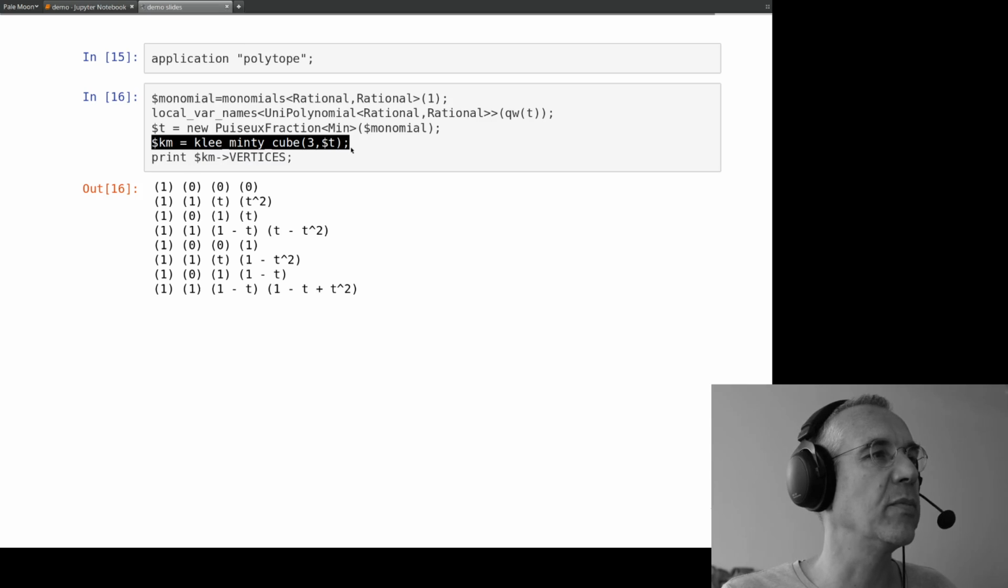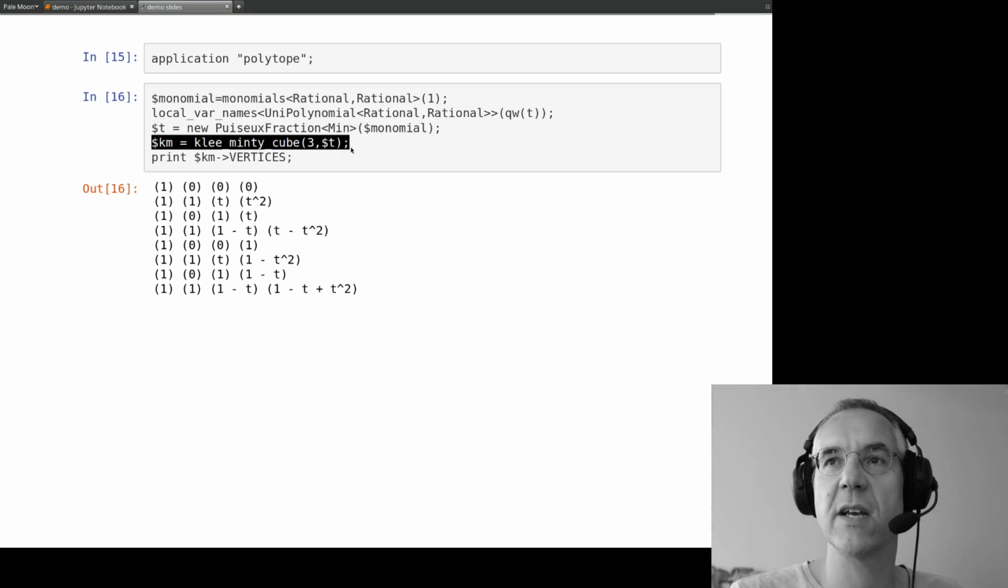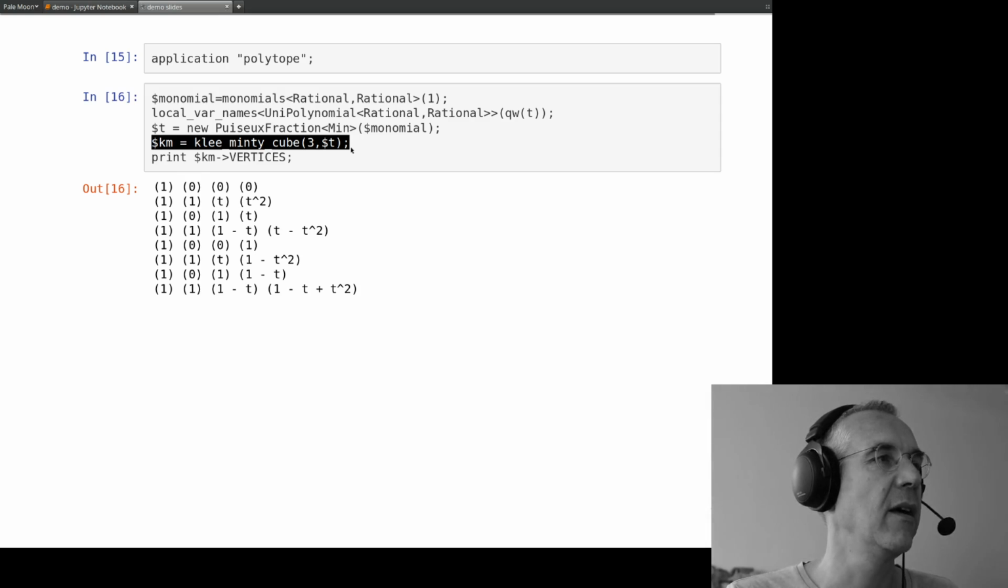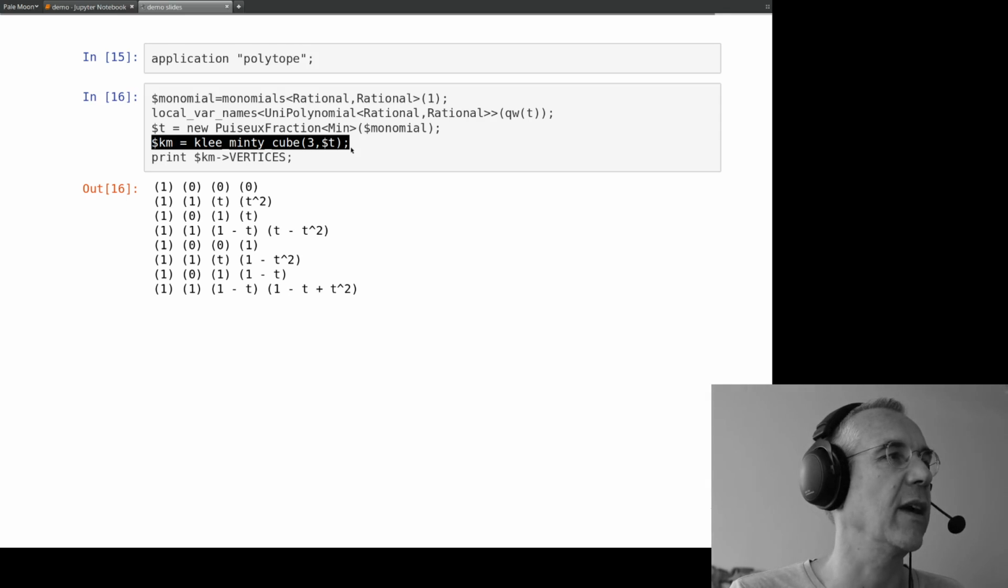And this polytope is a standard Klee-Minty cube, okay? This is a famous example from optimization showing that a version of the simplex method, the simplex method with Bland's rule as the pivoting strategy, is not a polynomial time method to solve linear programs, because there's an ascending path through all the vertices, and this is what made this construction famous.